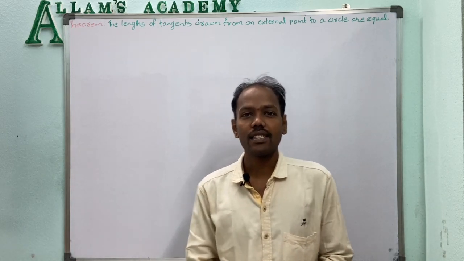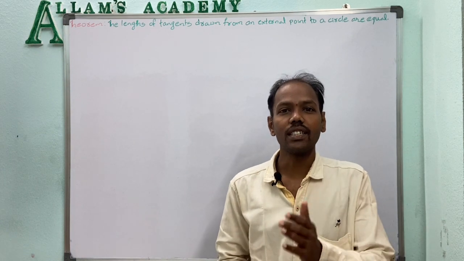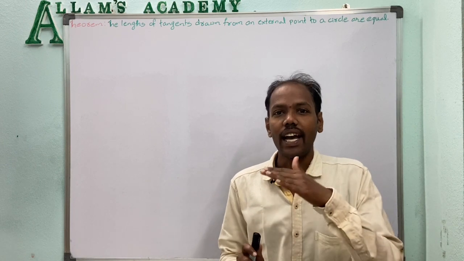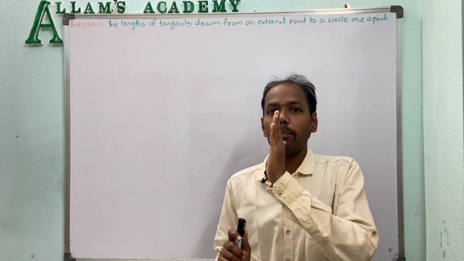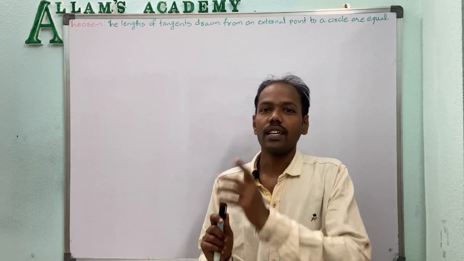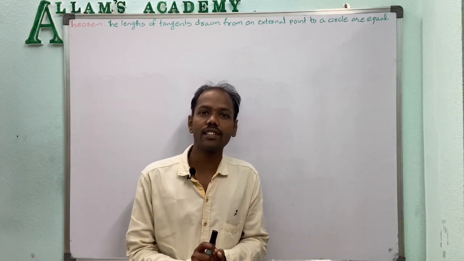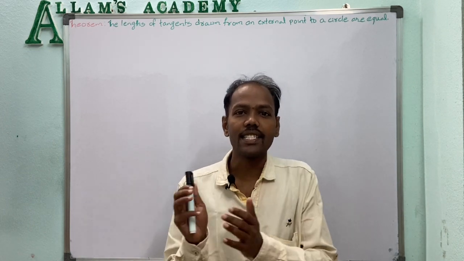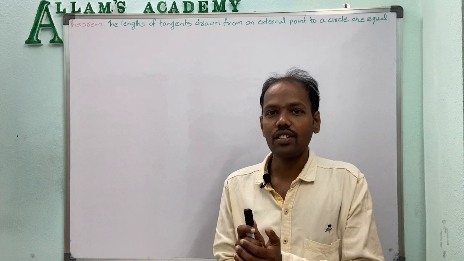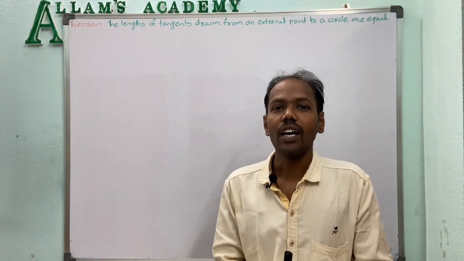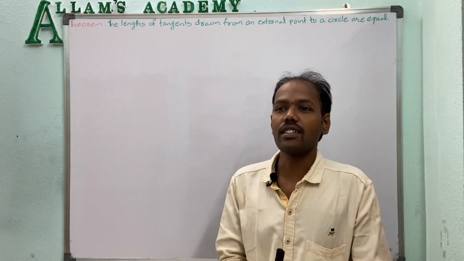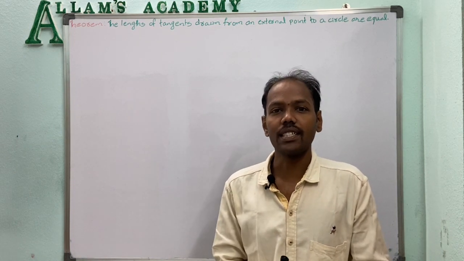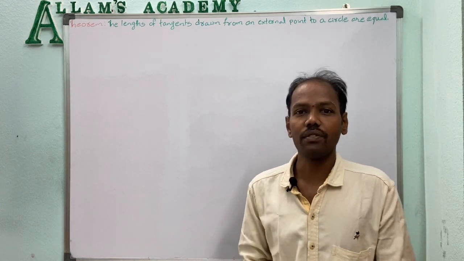In our previous class, we discussed what a tangent is. For a circle, how many tangents can be drawn, and at the point of contact, the line drawn from the center, that is the radius, is perpendicular to the tangent. We also discussed that if the distance from the center to the tangent and the radius of the circle are given, then we can find the length of the tangent.